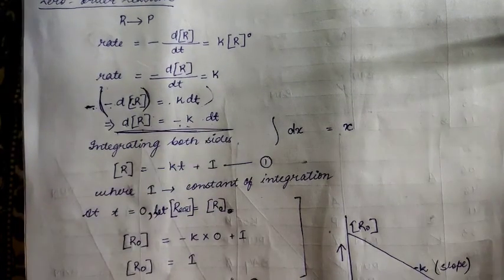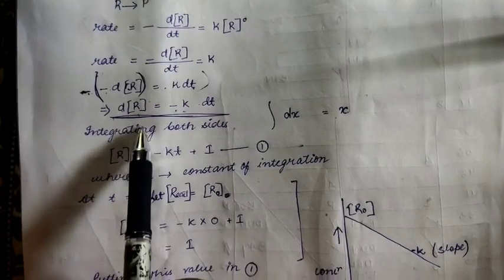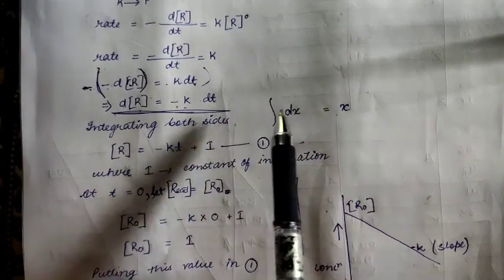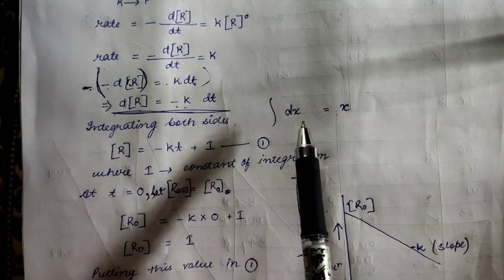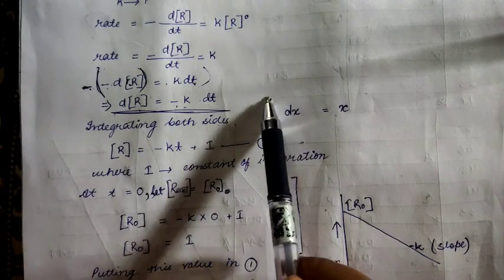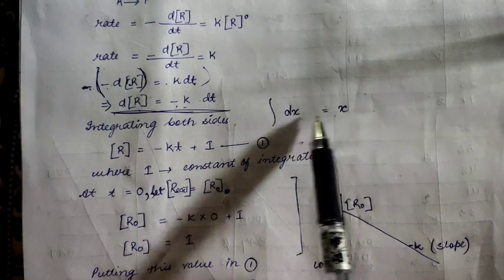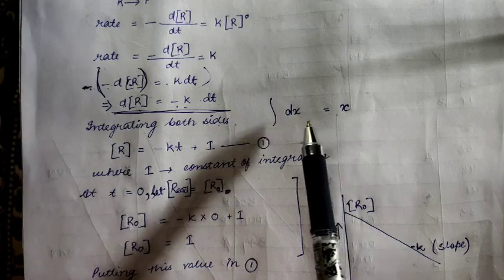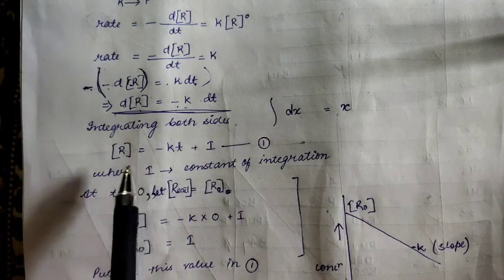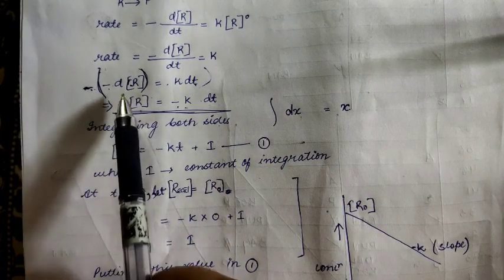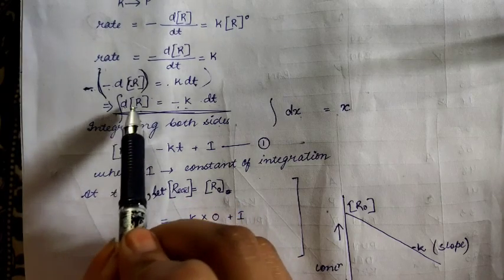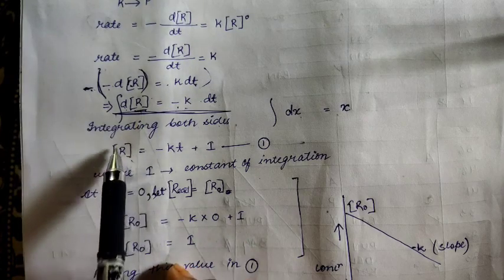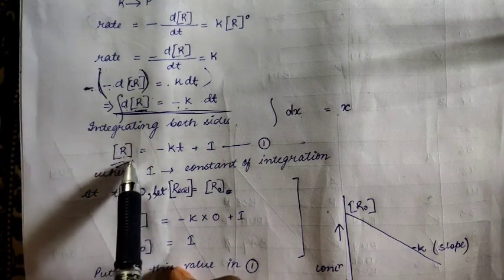Okay, so this is the differential rate equation that we have got. Now we will integrate both sides. We are going to use the integration formula, that is, the integral of dx is x. This is a formula that you have to memorize, and I think you have already learned it in mathematics. Now when we integrate, suppose this is x, what will you get? The integral of dx is x, right? So the concentration of R is left.